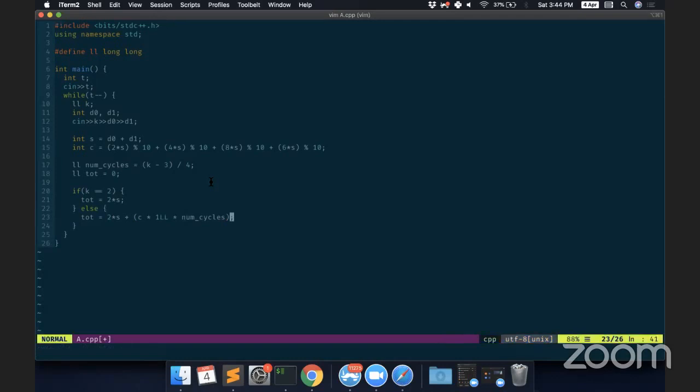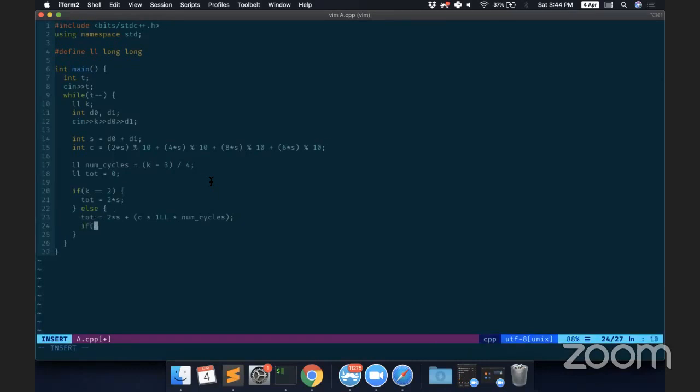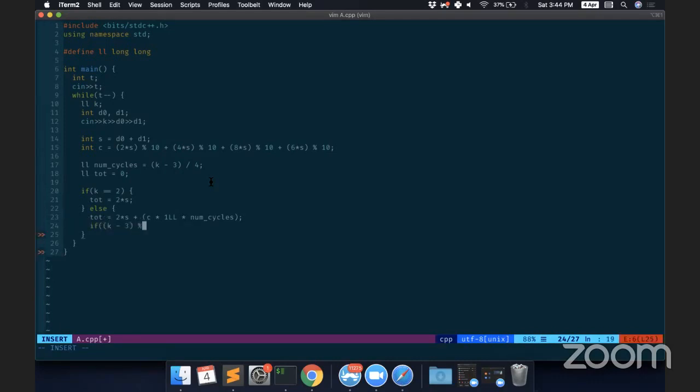Okay. And then we calculate the leftover, right? So how do we calculate the leftover? We can make cases also, if you think it's simpler. Or let's not make cases actually. Let's see, leftover is basically how much. So it's more like saying k minus 3 by 4. K minus 3 minus num cycles into 4. Right? That much will be the leftover.